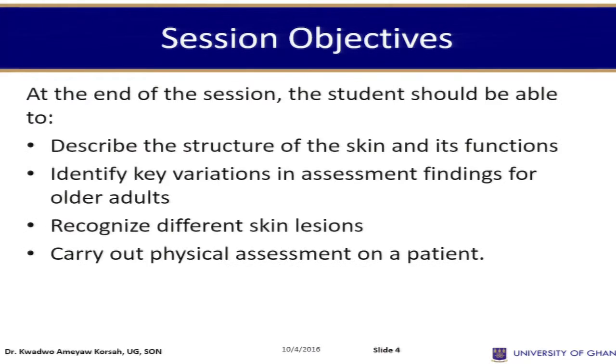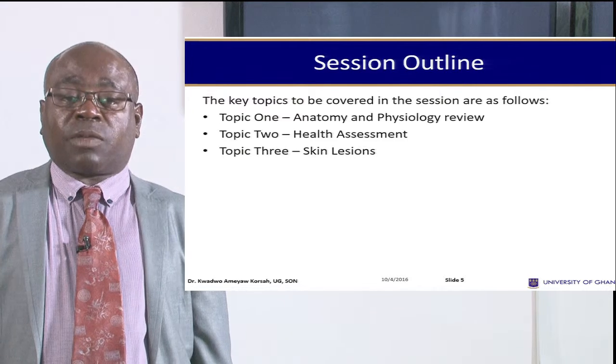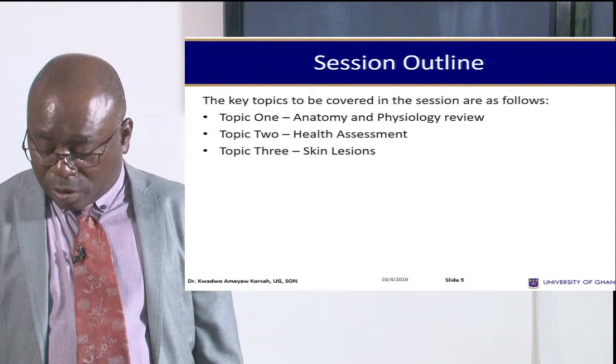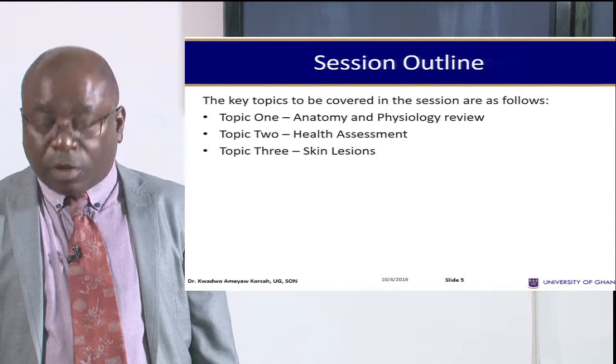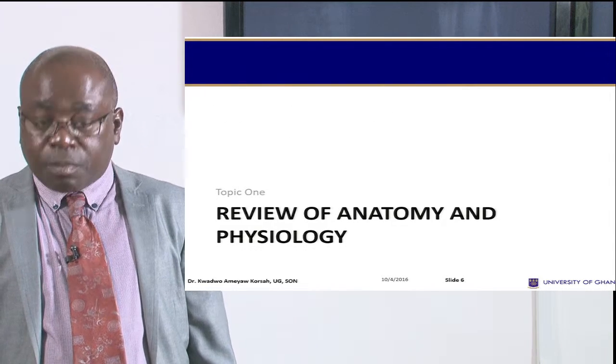So at the end of the session, I expect that the students should be able to describe the structure of the skin and its functions, identify key variations in assessment findings for older adults, recognize different skin lesions, and then be able to carry out assessment on any patient with integumentary disorder. The key topics to be covered in the session are as follows: anatomy and physiology review, health assessment, and then skin lesions. Here we are not going to spend so much time because I hope that you have already done all these topics.